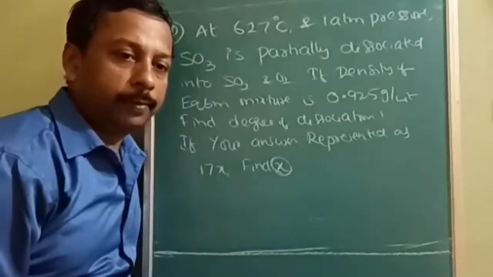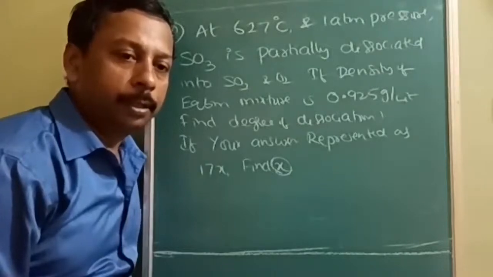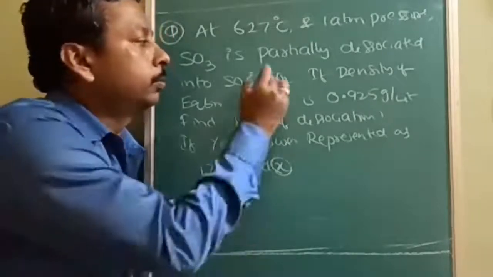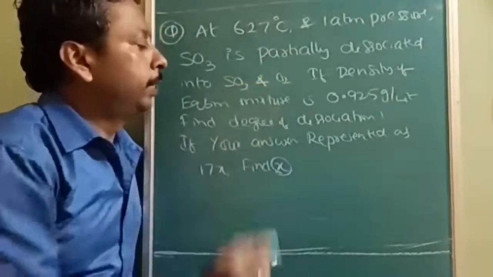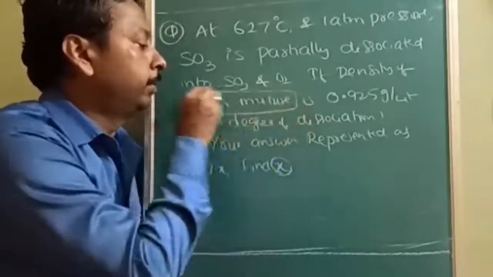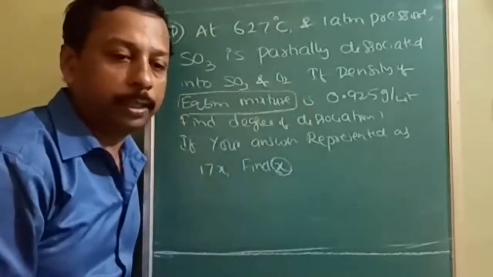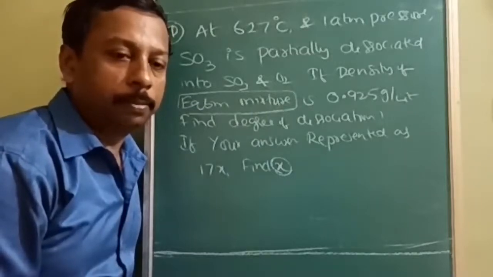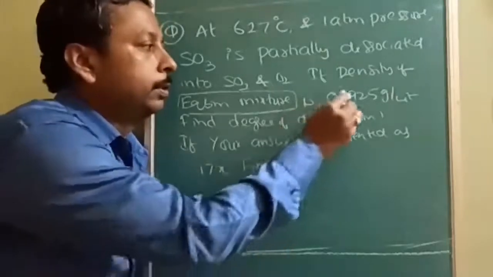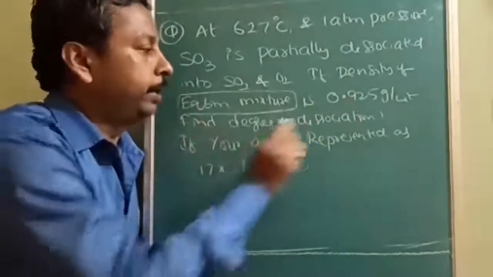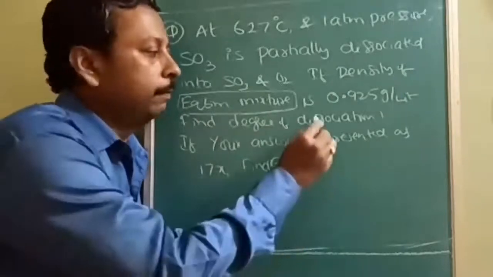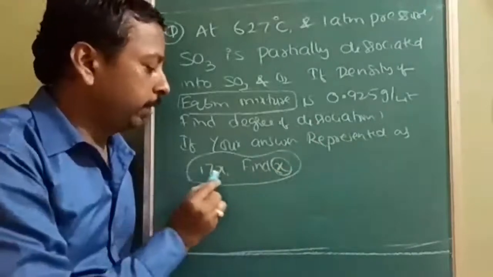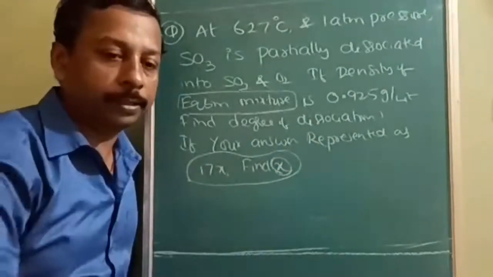At 627 degrees Celsius and 1 atm pressure, SO3 is partially dissociated into SO2 and O2. If the density of the mixture, this is very, very important, this is the word which will decide whether it is capital D or small d. If the density of the equilibrium mixture is 0.925 gram per liter, find the degree of dissociation, that is alpha. To convert it into integer type, they have made it 17x and you have to find x.